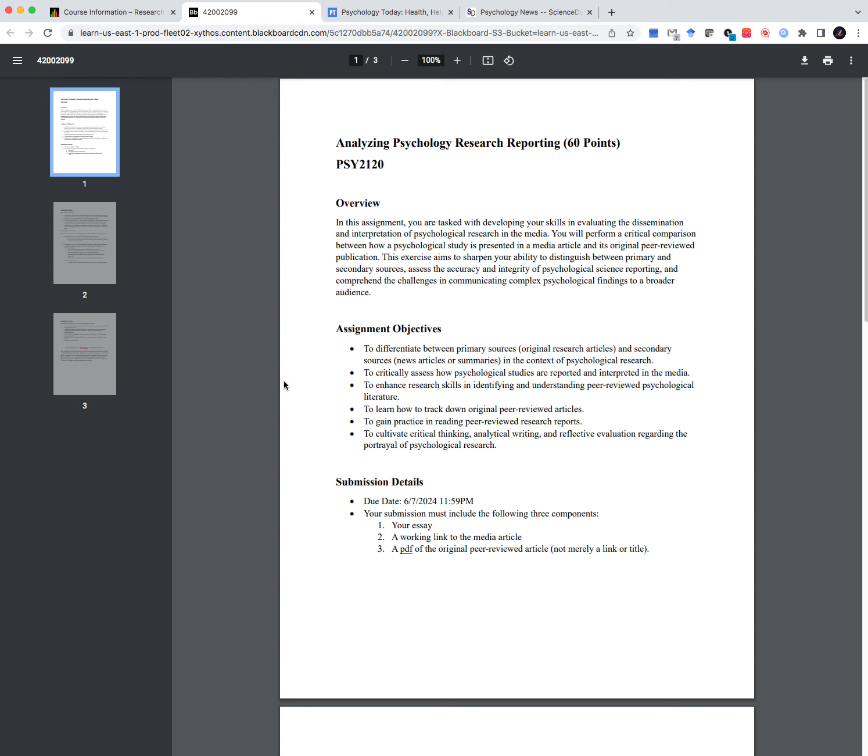Next, to critically assess how psychological studies are reported and interpreted in the media. To enhance research skills in identifying and understanding peer-reviewed psychological literature. To learn how to track down original peer-reviewed studies. To gain practice in reading peer-reviewed research reports. And finally, to cultivate critical thinking, analytical writing, and reflective evaluation regarding the portrayal of psychological research.